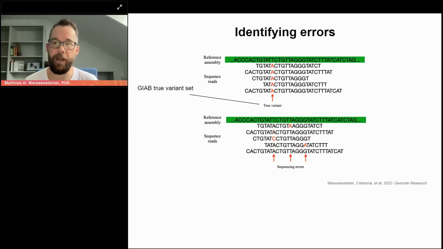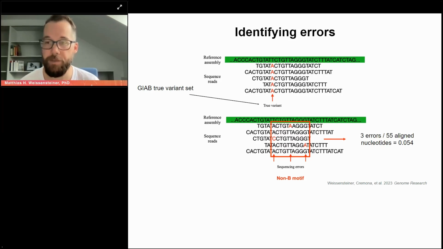And then for any interval that corresponds to a non-B motif, we essentially counted mismatches where a read showed a mismatch to the reference and it was not overlapping with any true variant sets. So in the given example here, the red square is a non-B motif. And so that makes 3 mismatches divided by 55 nucleotides, an error rate of 0.054, arguably a very high error rate, but this is essentially the approach we have been taking.